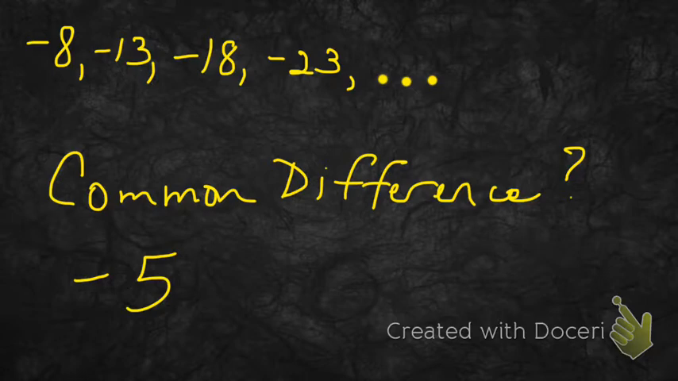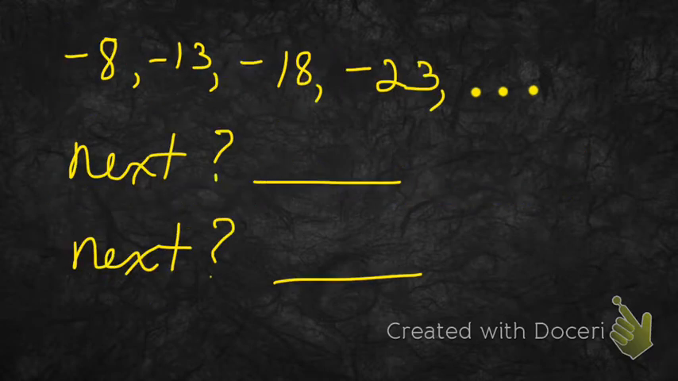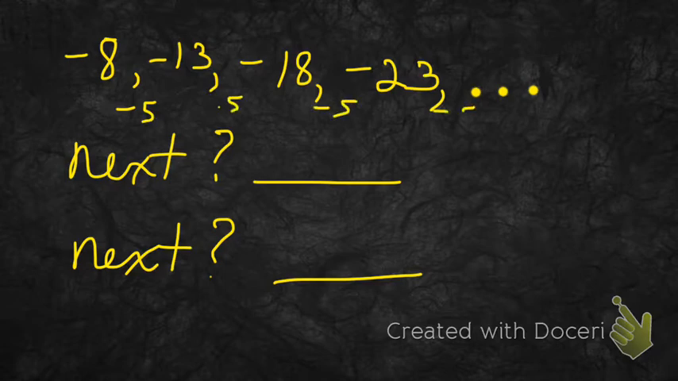Okay, well, our next task is to figure out, well, what would come after -23? If we get from -8 to -13 by subtracting 5, from -13 to -18 by subtracting 5, and we keep on doing this, well, you know what's going to come next. Take away 5, take away 5, take away 5.